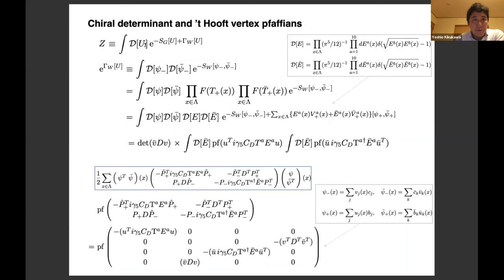With this definition of the measure, the partition function of the chiral gauge theory is defined by the integration of the link field with the gauge field action and the induced effective action of Weyl fermions. The induced effective action is defined by the path integration over the left-handed field with a certain measure with the action here. Now I define this Weyl fermion measure with the Dirac fermion measure times the 't Hooft vertices, and here we have the action for the left-handed field. So the effective action is given by this expression.